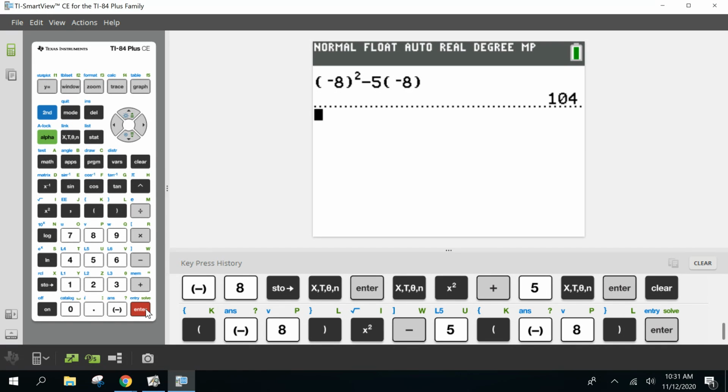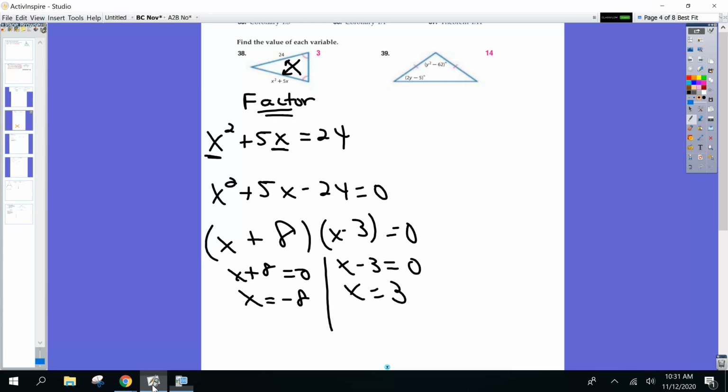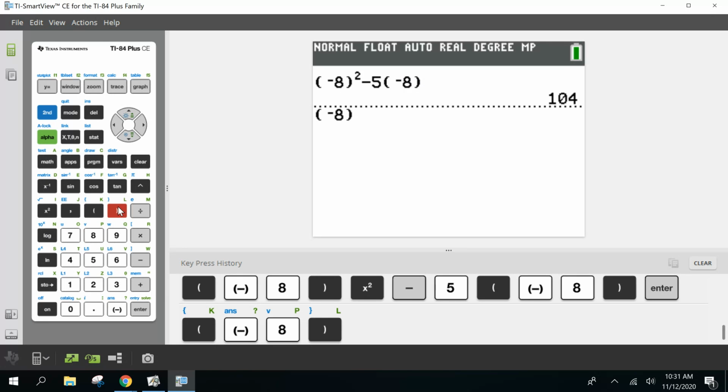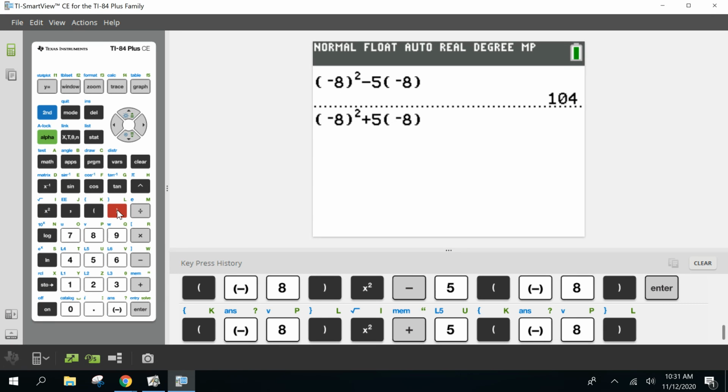I shouldn't have got that. Why did I get that answer? What did I do? Oh, it should have been plus. One job. Let's try that again. Negative 8 squared plus 5 times negative 8. There we go. Do I get a negative side length?